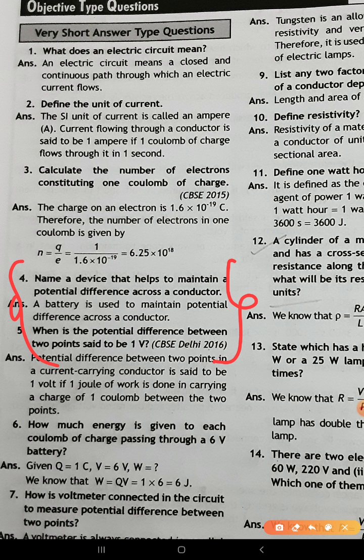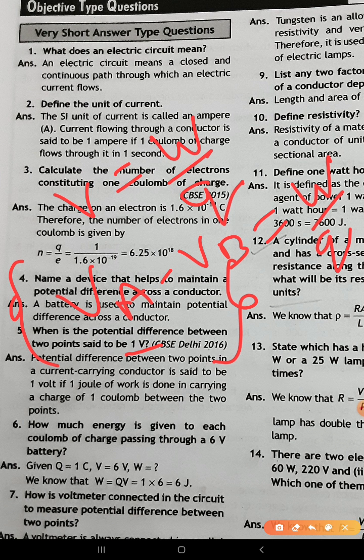Now the next question is: when is the potential difference between 2 points said to be 1 volt? As we know, V equals W upon Q. This is the formula for electric potential, and for potential difference the formula is the same: VA minus VB equals W upon Q. By this formula we can make the definition: the potential difference between 2 points in a current carrying conductor is said to be 1 volt if 1 joule of work is done in carrying a charge of 1 coulomb between the 2 points.